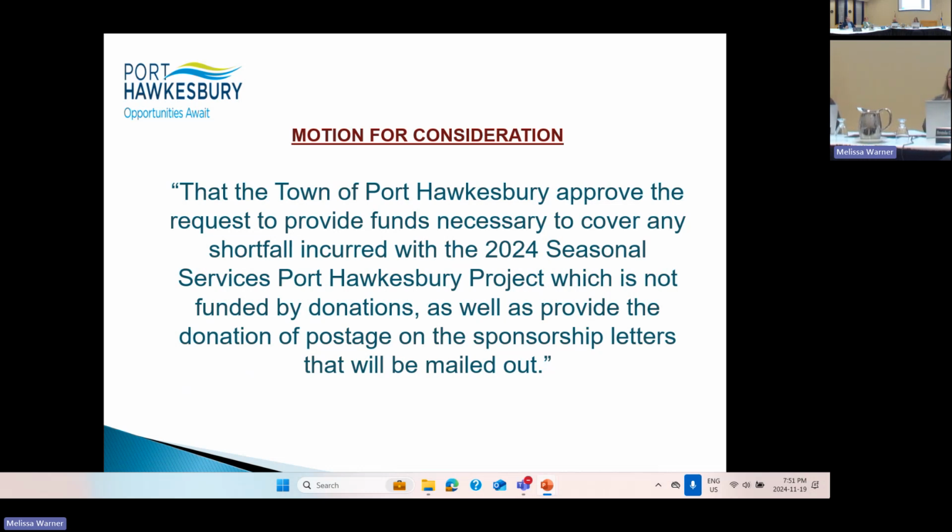Okay, so moved by Councillor Hart, seconded by Deputy Mayor Langley. Any discussion? Ready for the vote? All those in favor, please signify by saying yes. Yes. Any opposed? Motion is approved.